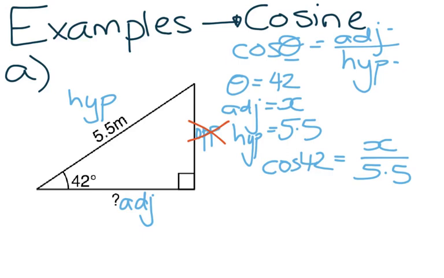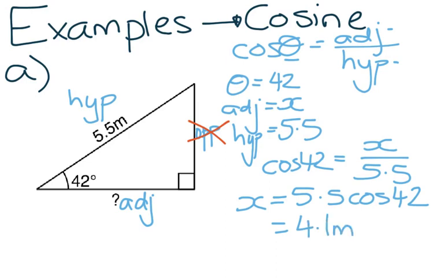And remember, if the x is on the top and we're dividing by 5.5 on the right-hand side, to move it, it's going to become multiply. So it would be 5.5 times cosine 42. Now for this example, I haven't written the multiplication sign between them. That's because you don't actually need to. We recognise that if there's no operation between two things, then it's a multiplication, and your calculator recognises that as well. So if you put that into your calculator, you should get 4.1 metres to one decimal place. So 4.1 for the first answer there.